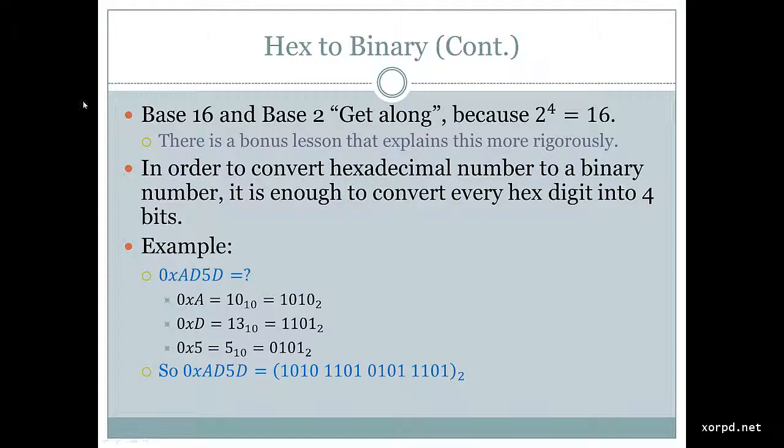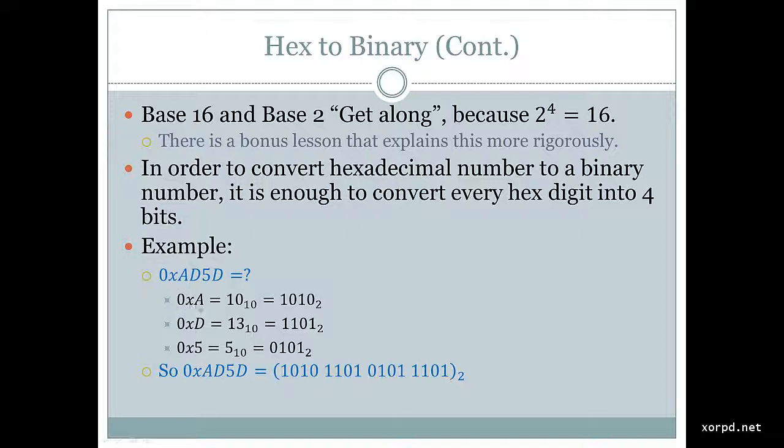In order to convert a hexadecimal number to a binary number, it is enough to convert every hex digit into its 4 corresponding bits. Another example, let's look at this number, AD5D, in base 16. This time we use the 0x notation. We look at every base 16 digit.